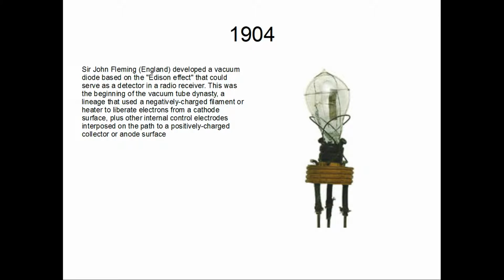In 1904, Sir John Fleming developed a vacuum diode based on the Edison effect that could serve as a detector in a radio receiver. This was the beginning of the vacuum tube dynasty, a lineage that used a negatively charged filament or heater to liberate electrons from a cathode surface, plus other internal control electrodes interposed on the path to a positively charged collector or anode surface.